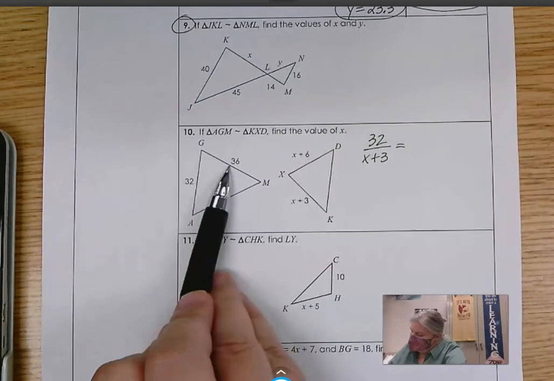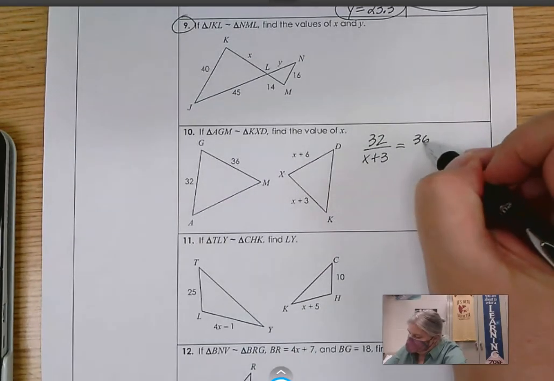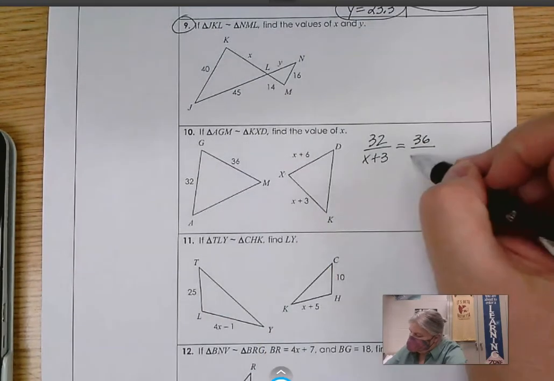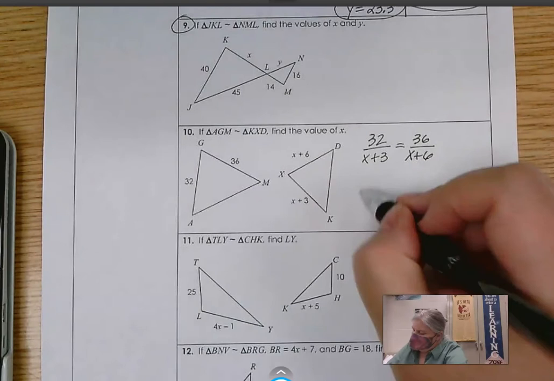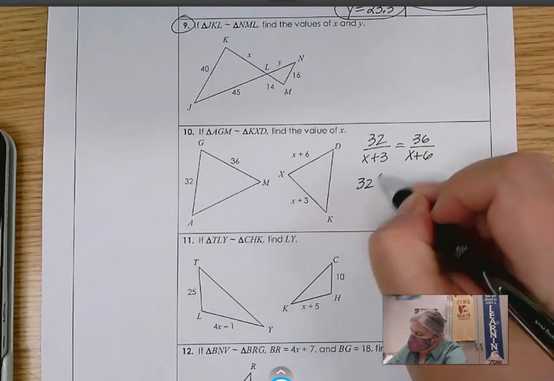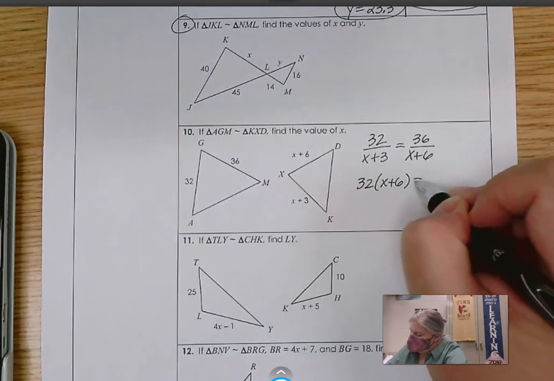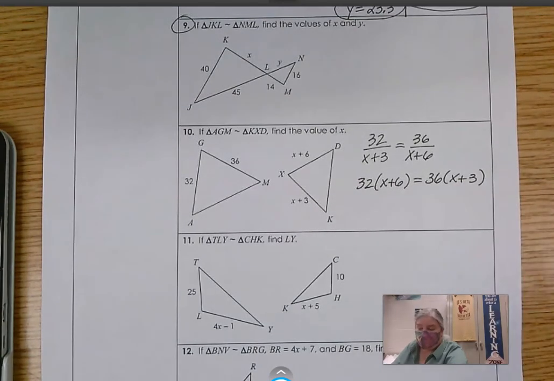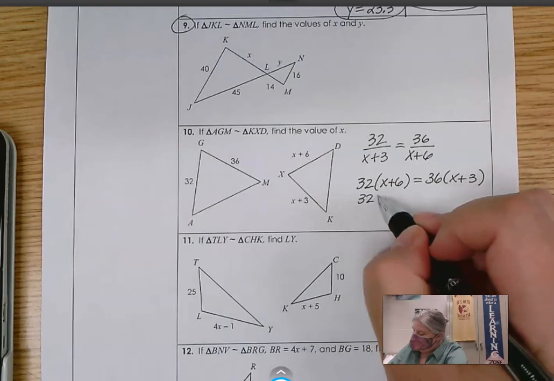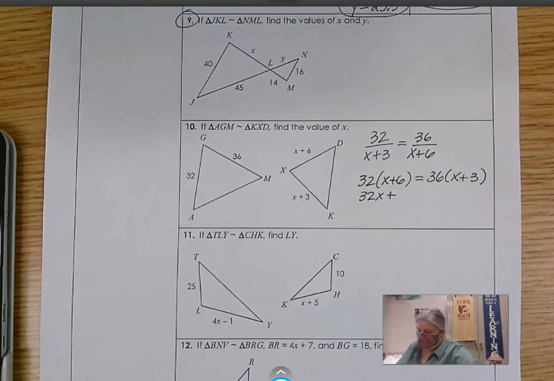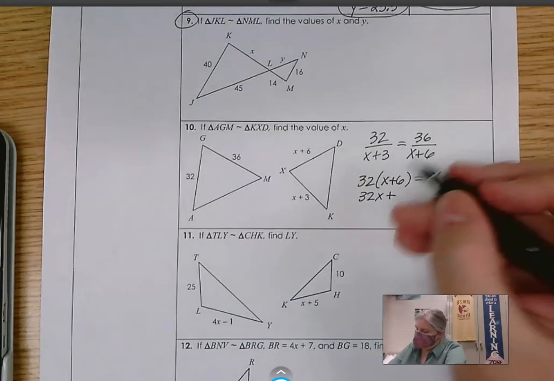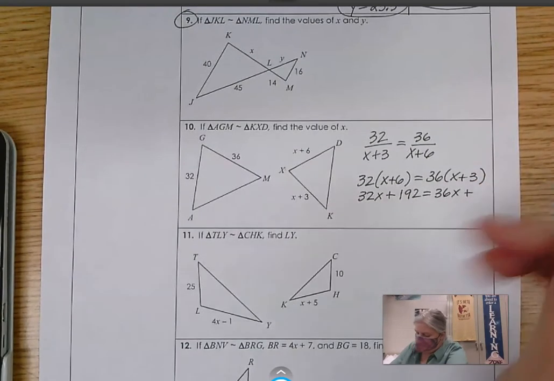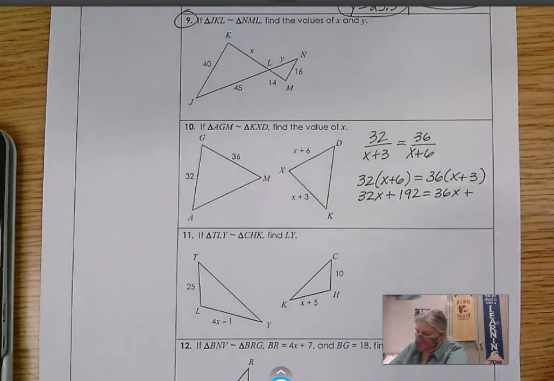And MG, 36, goes with XD. That's x plus 6. So when I cross multiply, I get 32 times x plus 6 equals 36 times x plus 3. And I'm going to get to distribute. So 32x plus 32 times 6 is 192 equals 36x plus 36 times 3 is 108.